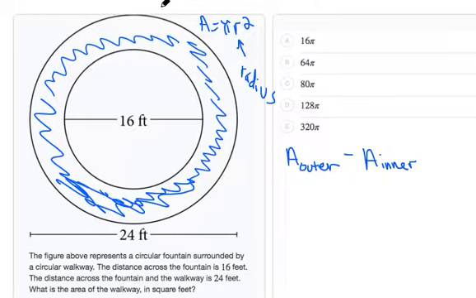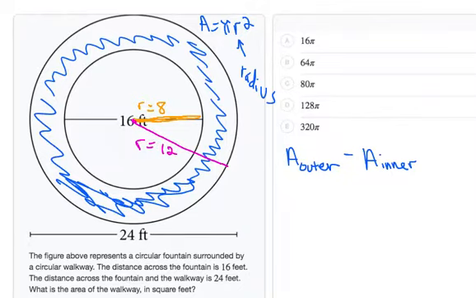The radius of the inner circle: we know the diameter of the inner circle is 16. So from the center to the edge is going to be half of that diameter, which will be 8. So that'll be our radius for our inner circle. Now switching colors again, we're looking for the distance from the center to the outer part of our circle, and that will be half of the diameter of the outer circle. We're given the outer diameter is 24, so half of that will be 12. So our outer radius will be 12 feet.